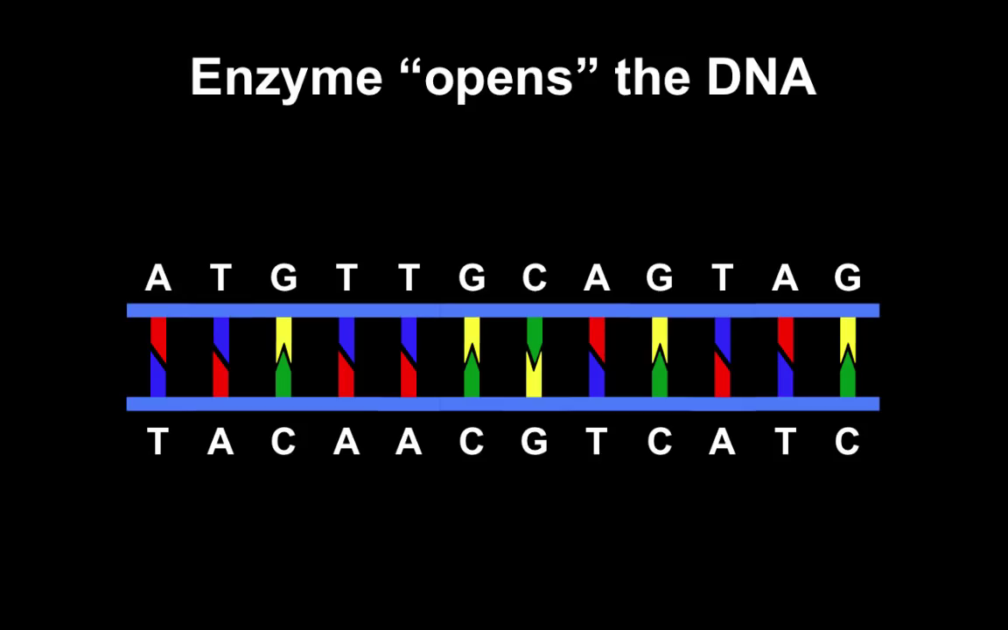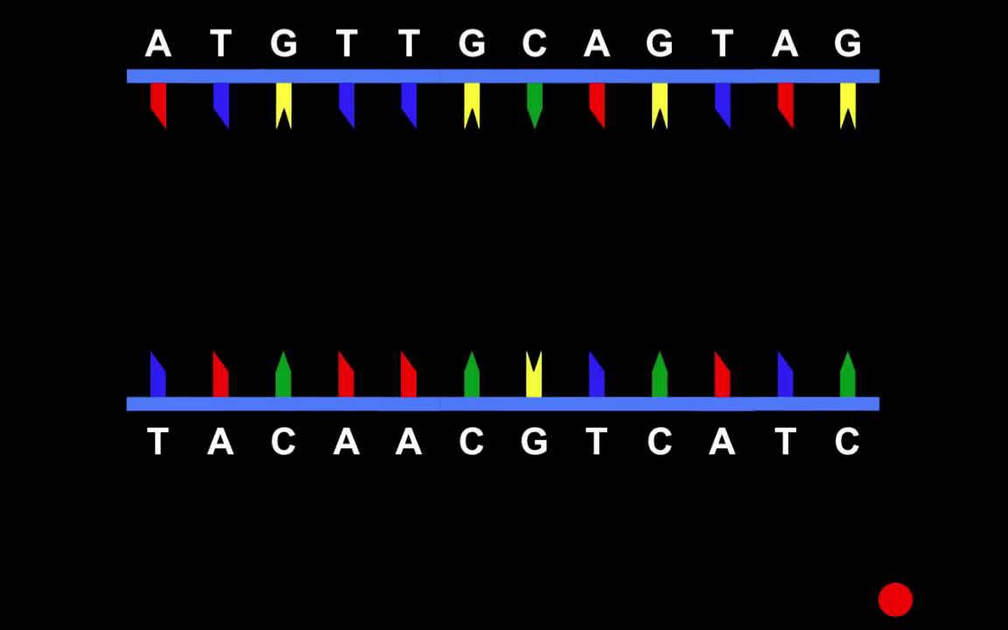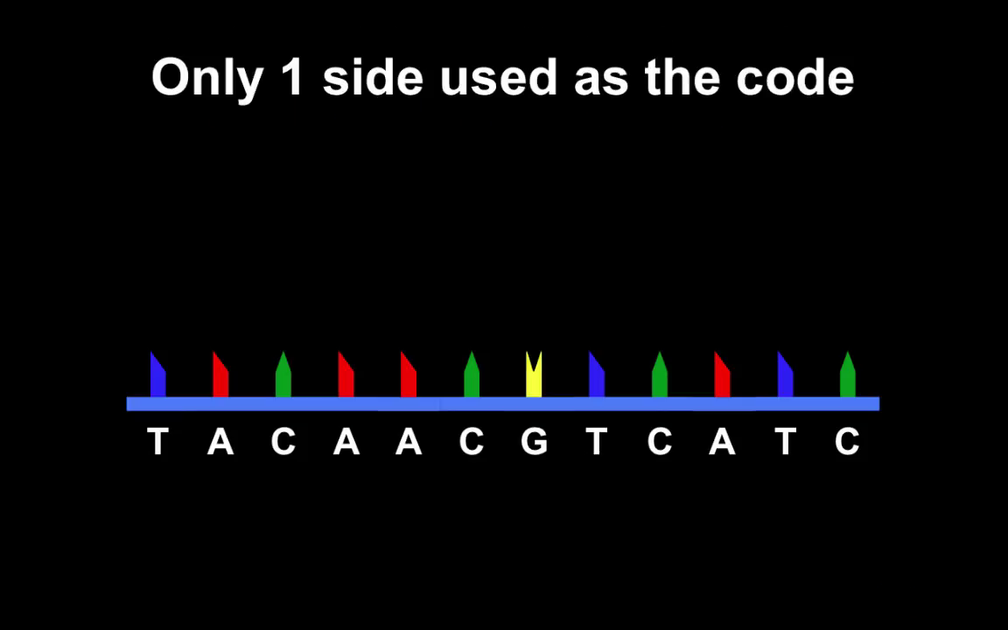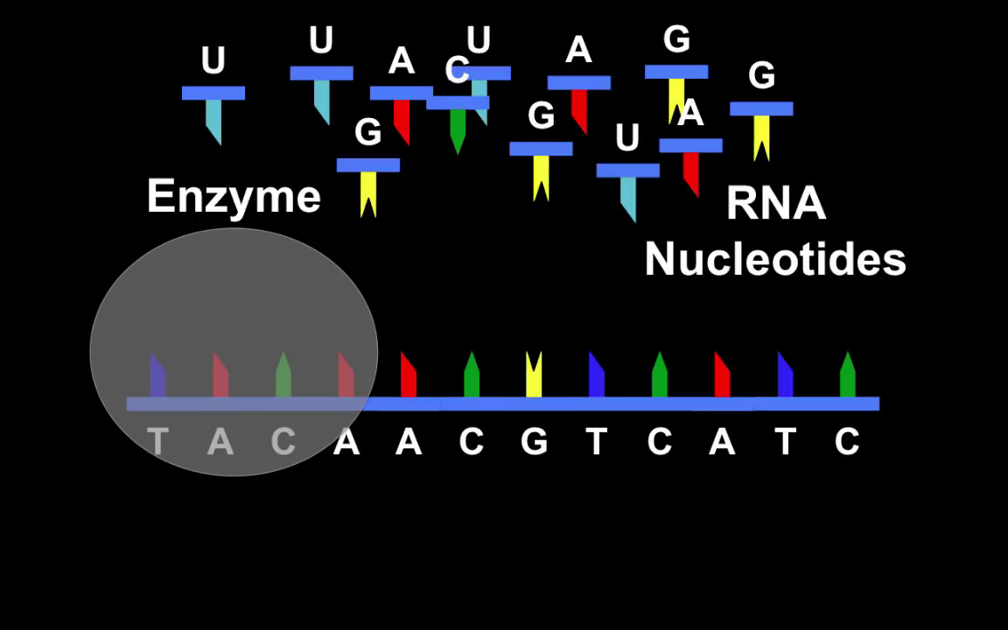Alright, so in this process, what's going to happen is an enzyme is going to open up the DNA double helix, because we're only going to use one side as the code. And I kind of think of it like you have to open up the book in order to read it. So then another enzyme is going to come along, and it's going to take these RNA nucleotides that are floating around the nucleus, and it's going to put them together based on complementary base pairing and create our mRNA.